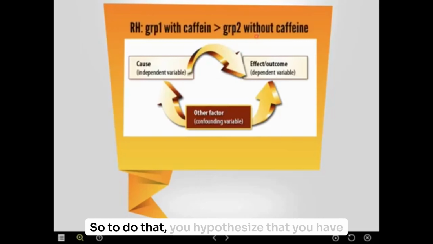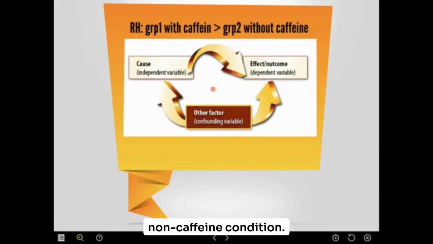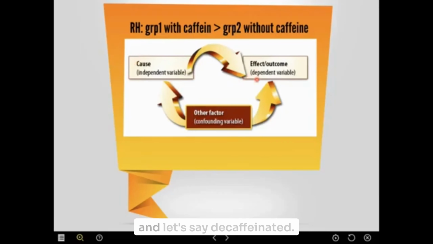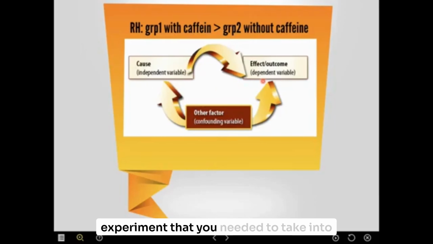So to do that, you hypothesize that you have manipulated the caffeine condition where you have two levels, no caffeine and caffeine, and you randomly assign one group to the caffeine condition, the other one to the non-caffeine condition. So the caffeine condition will drink a caffeinated drink, maybe the non-caffeine group will drink, let's say, decaffeinated. Again, there are other factors in the real experiment that you needed to take into account, which we're not talking about. I just want to give you a big picture, the general idea of the logic behind the experiment.